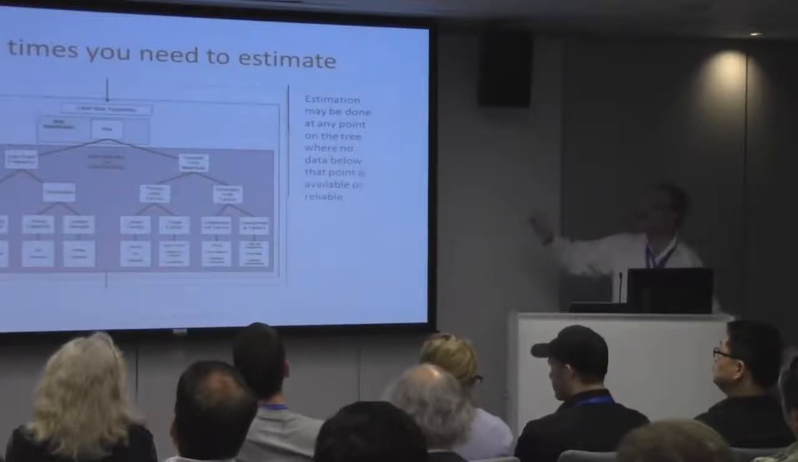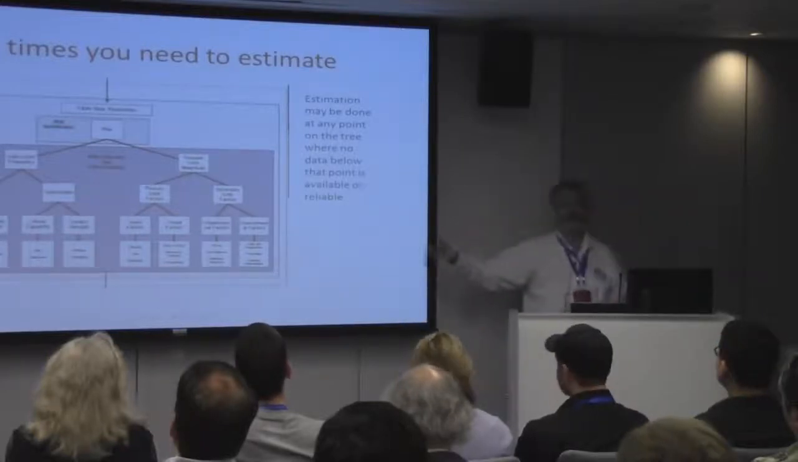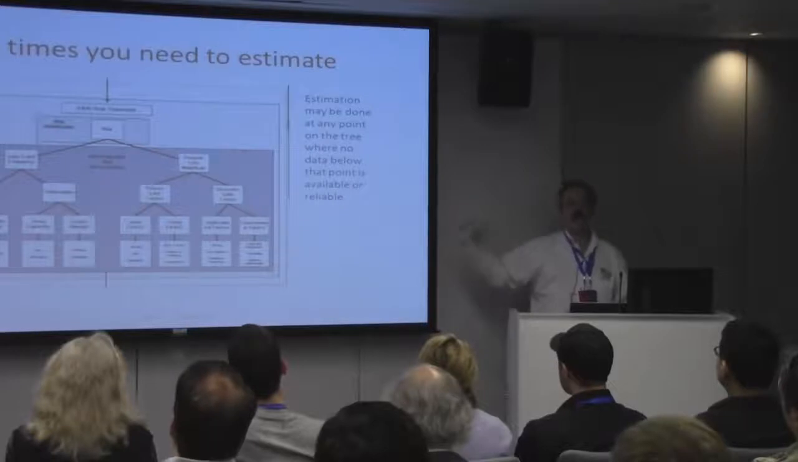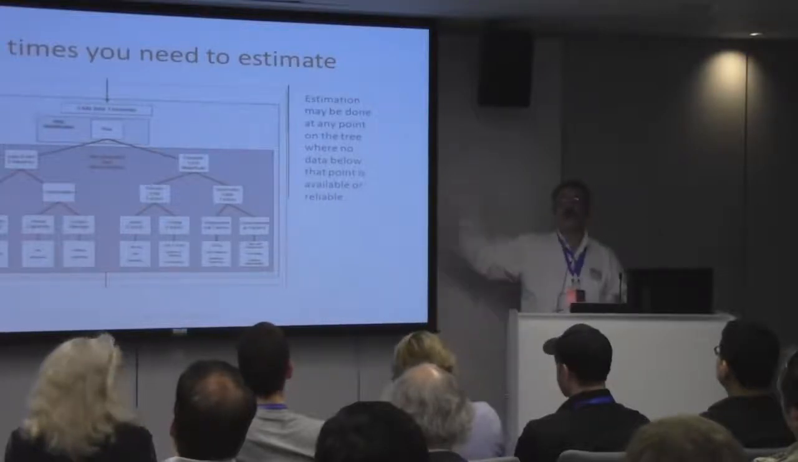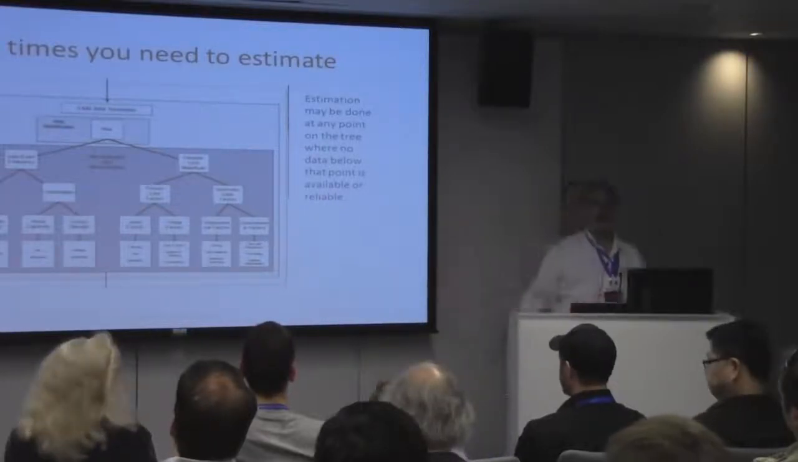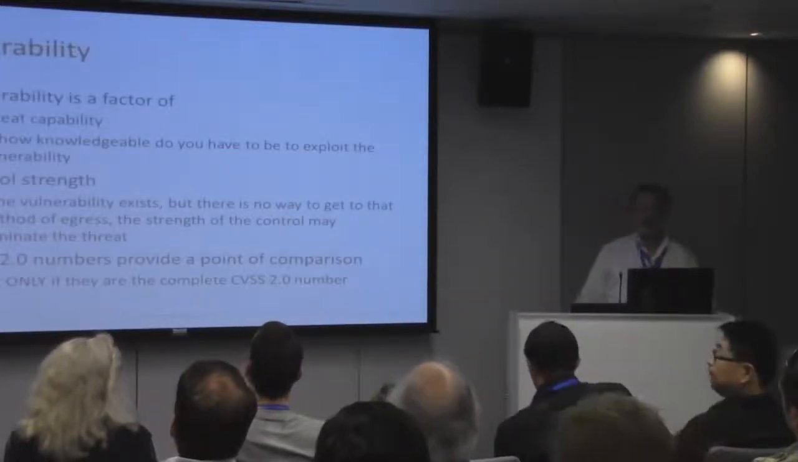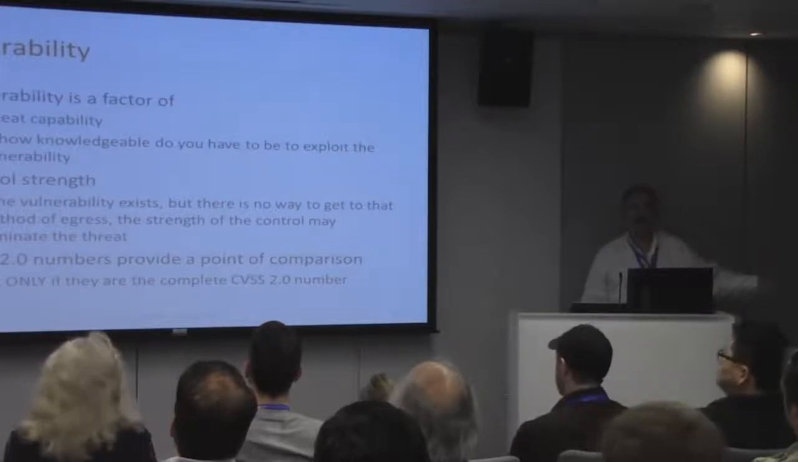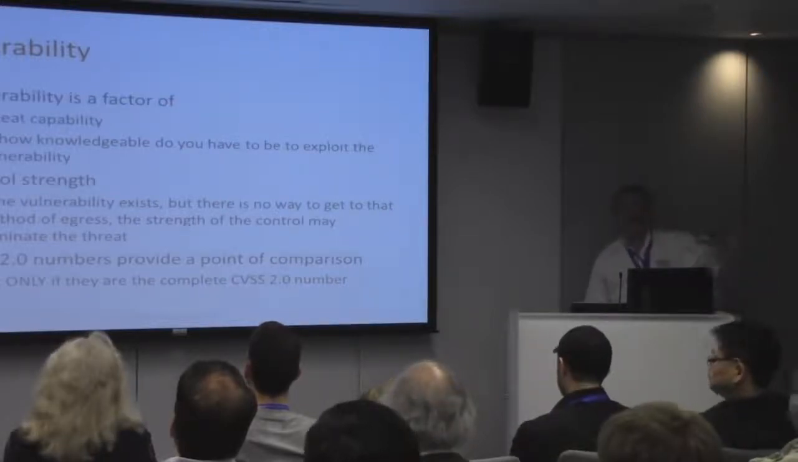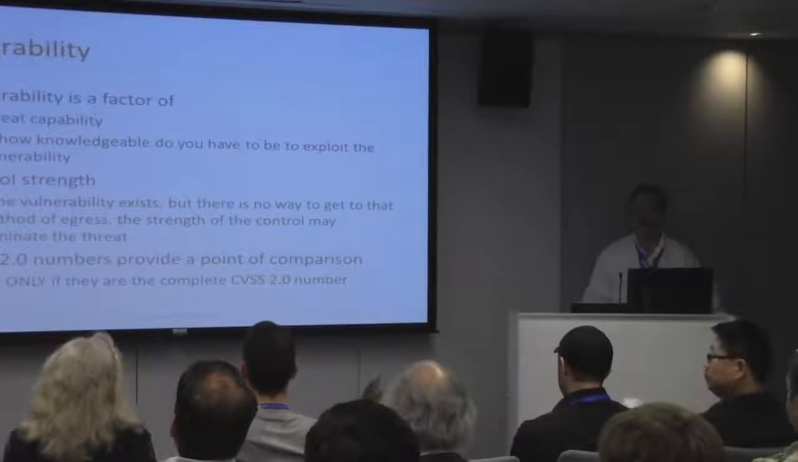An estimation can be done at any point on the tree where you don't have hard data. And as you move forward with your methodology, you put in place better data, this thing gets more precise over time. So vulnerability is, again, the capability to get past your controls. It's nothing more than that.